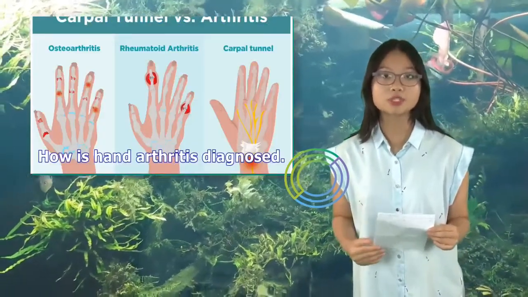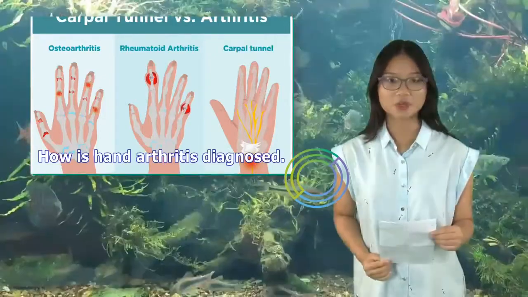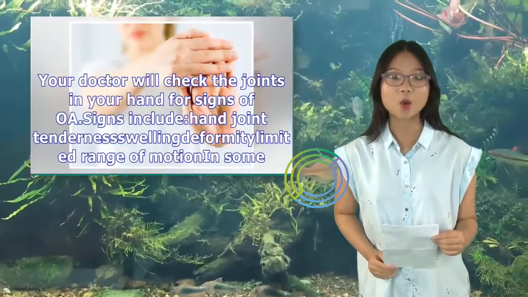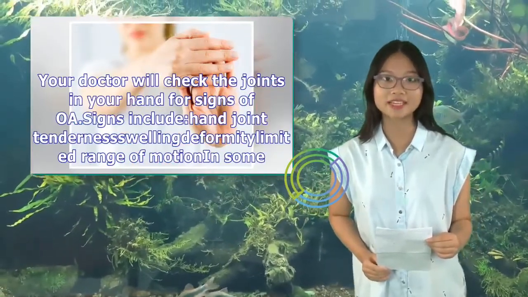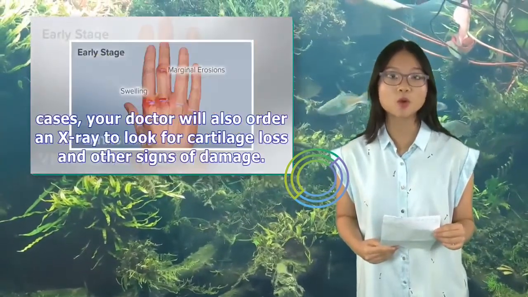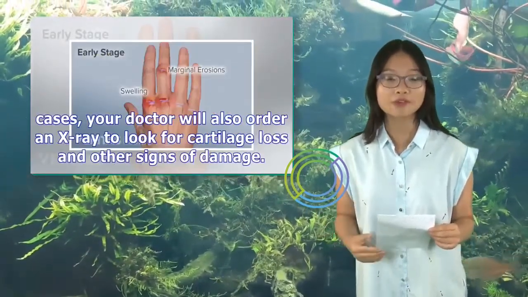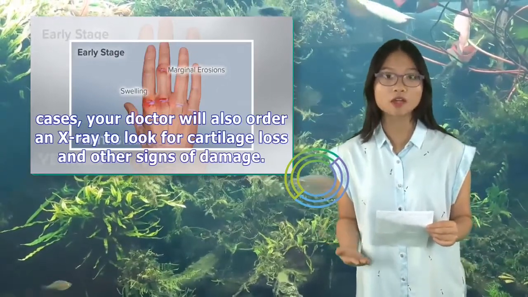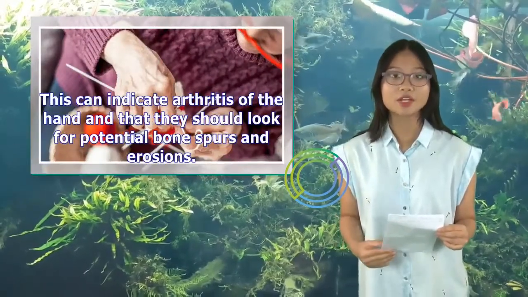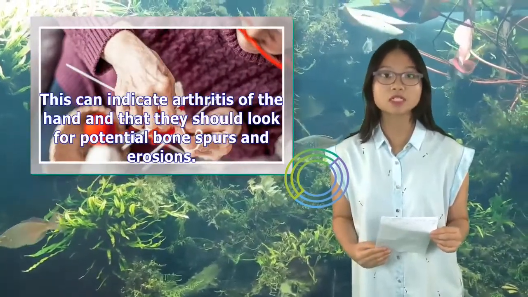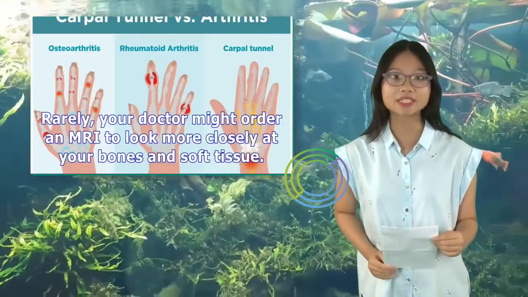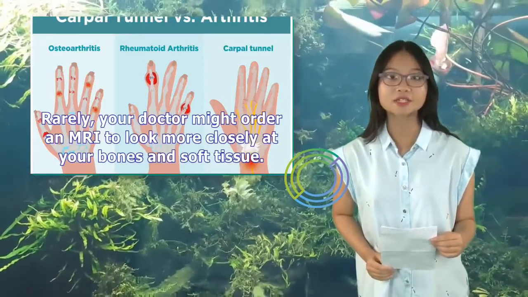How is hand arthritis diagnosed? Diagnosing hand arthritis involves an evaluation and tests. Your doctor will check the joints in your hand for signs of OA. Signs include hand joint tenderness, swelling, deformity, and limited range of motion. In some cases, your doctor will also order an X-ray to look for cartilage loss and other signs of damage. This can indicate arthritis of the hand and that they should look for potential bone spurs and erosions. Rarely, your doctor might order an MRI to look more closely at your bones and soft tissue.